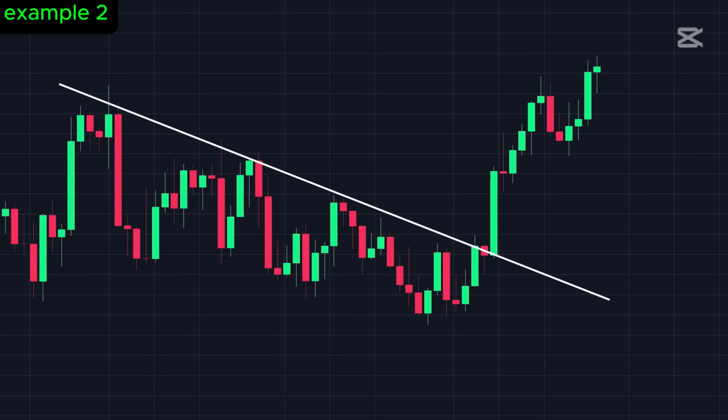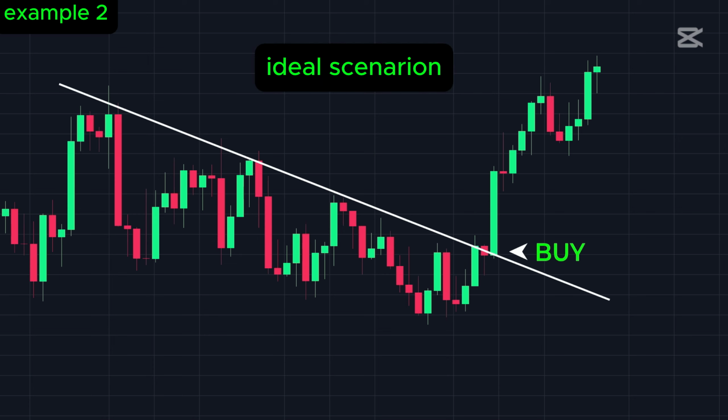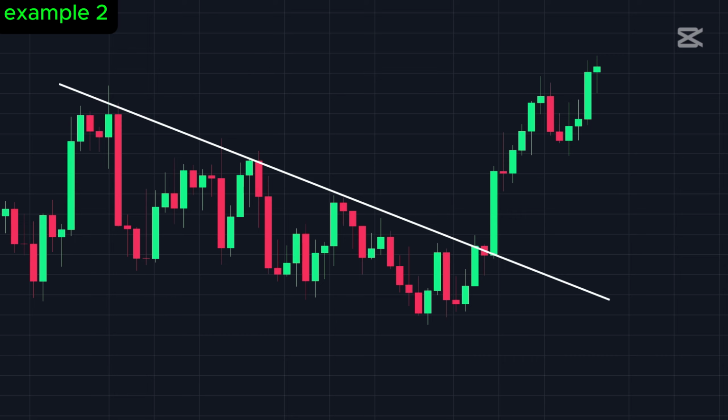But remember, the examples I just gave are ideal cases. In real trading, we cannot simply enter a trade every time the price touches or breaks a trend line because these patterns rarely work in isolation. We need to combine other factors such as price action to increase the chances of successful trading.